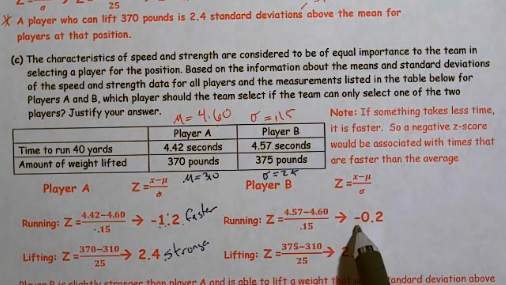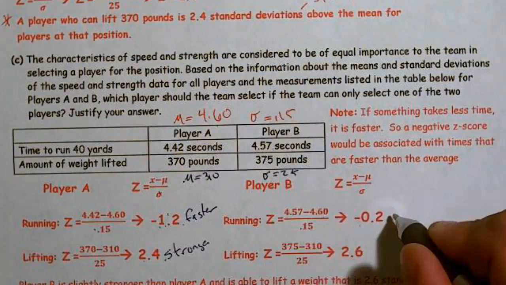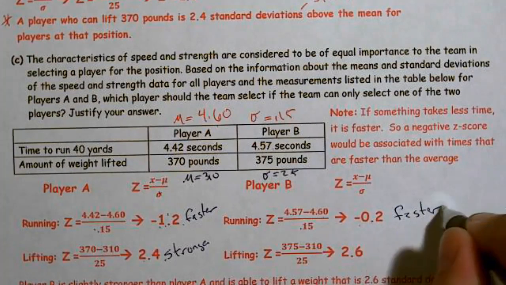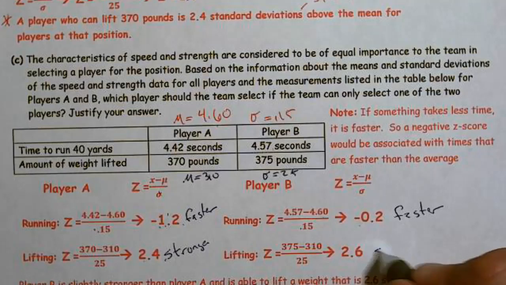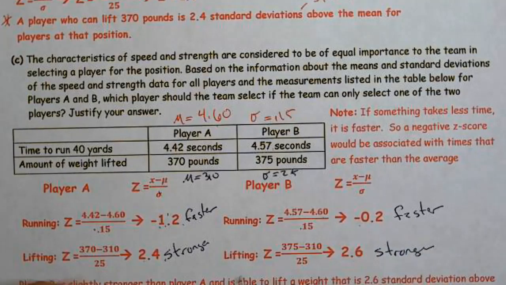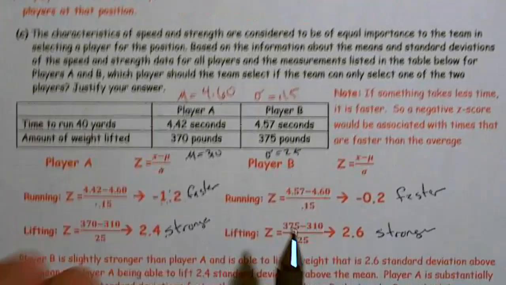When I go to player B, 4.57 was his speed versus the average of 4.6, so he's 0.2 standard deviations faster. And when it comes to strength, 375 minus 310, divided by 25, is 2.6. So he's 2.6 standard deviations stronger. When I look at this, A is faster than B, but B is stronger than A. So who should I be choosing?